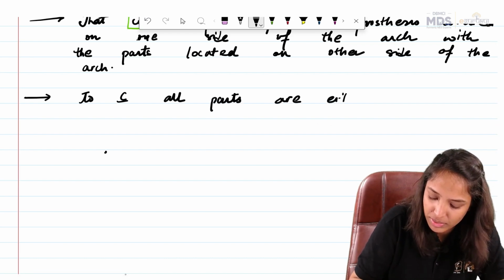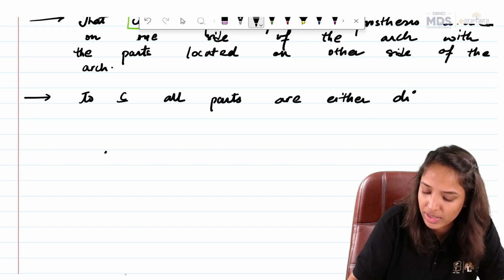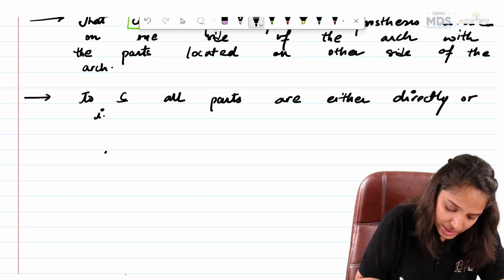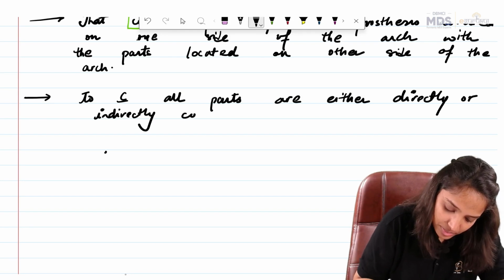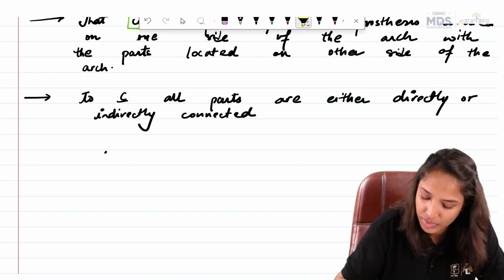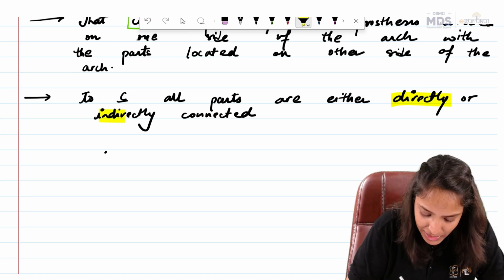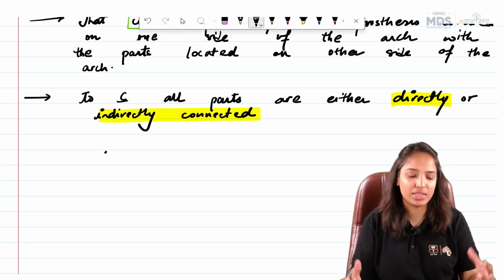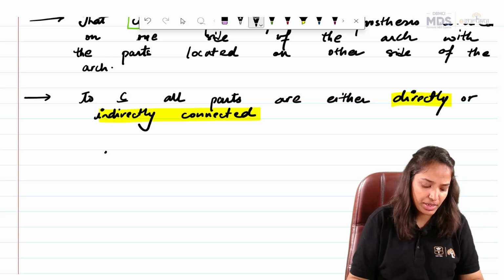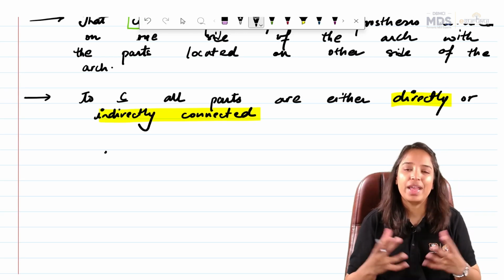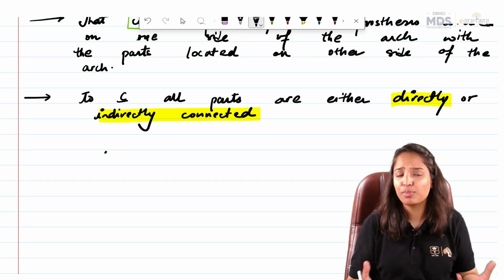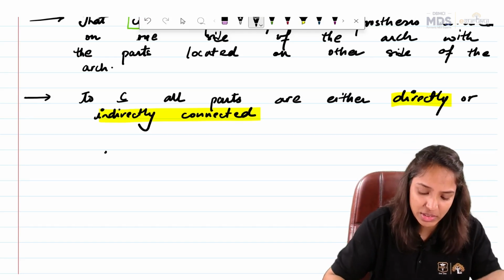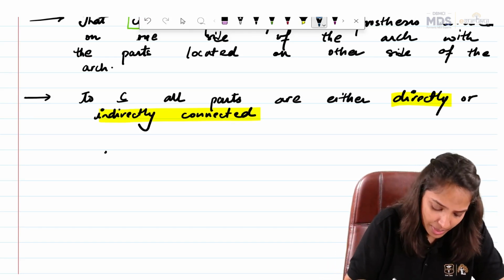It is that unit of the partial denture to which all parts are either directly or indirectly connected. So either directly or indirectly through your minor connector also, the different components are connected to your major connector. Now, any major connector, like any other component, also has some desirable characteristics. So let us look into those right now.